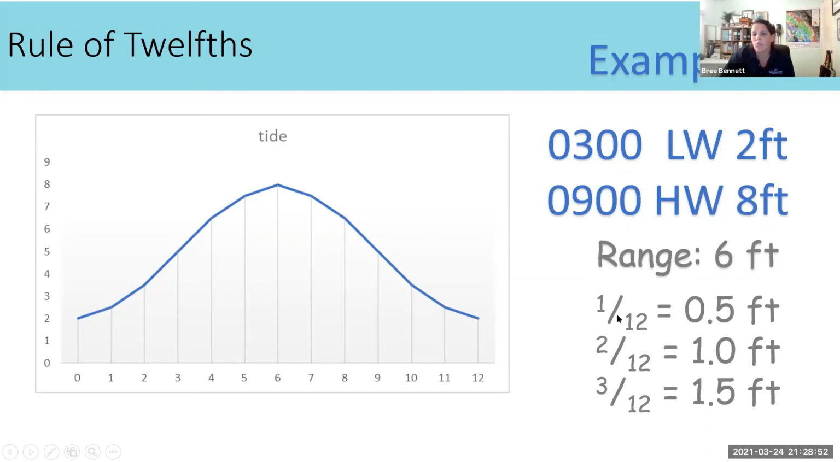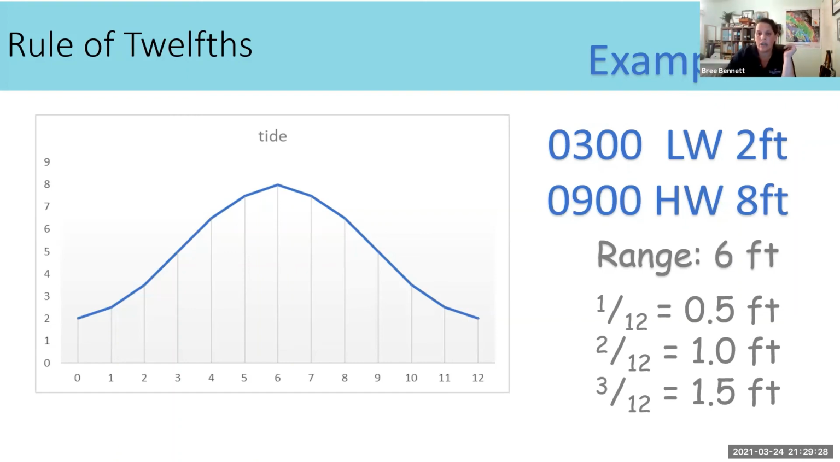So if I get 1/12, 2/12, 3/12, I'm going to put in: 1/12 of 6 feet is only 0.5 feet the first hour. The second hour, it's going to change 2/12, and 2/12 of 6 feet is 1 foot. The third and fourth hour, it's going to change 3/12. In 1 hour, it's going to change 3/12 of 6 feet, which is 1.5.